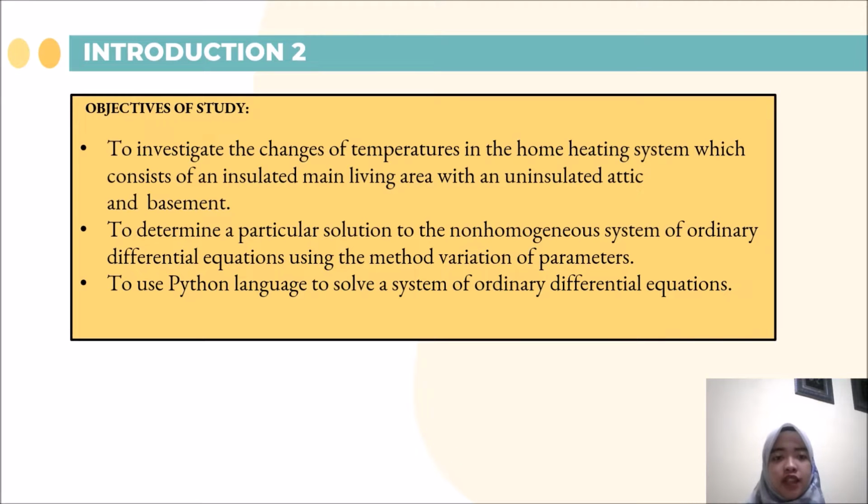For the objective of the study, first, to investigate the changes of the temperature in the home heating system, which consists of an insulated main living area with an uninsulated attic and basement. Second, to determine a particular solution to the non-homogeneous system of ODE using the method of variation of parameters. Third, to use the Python language to solve the system of ODE.